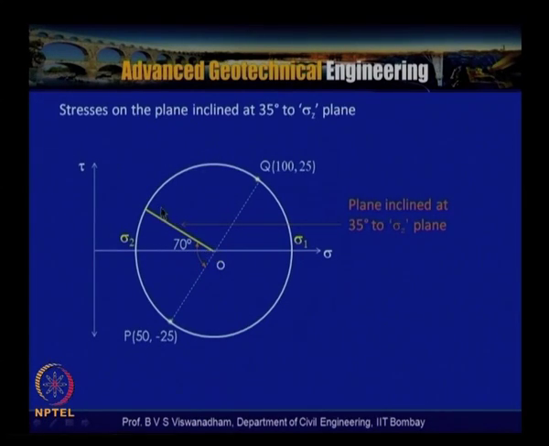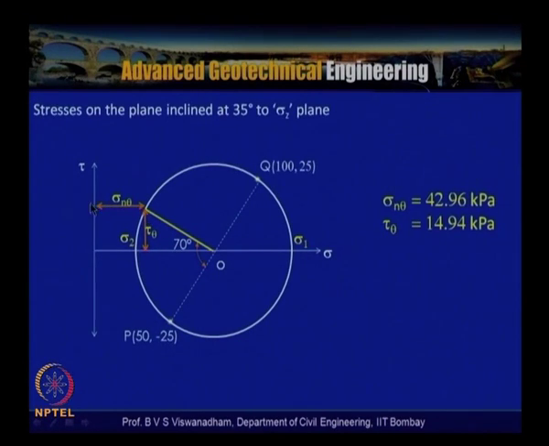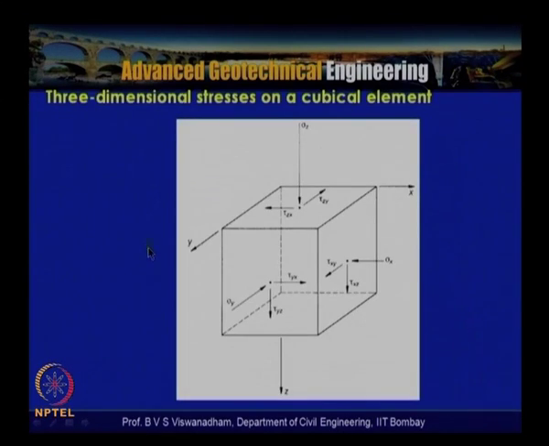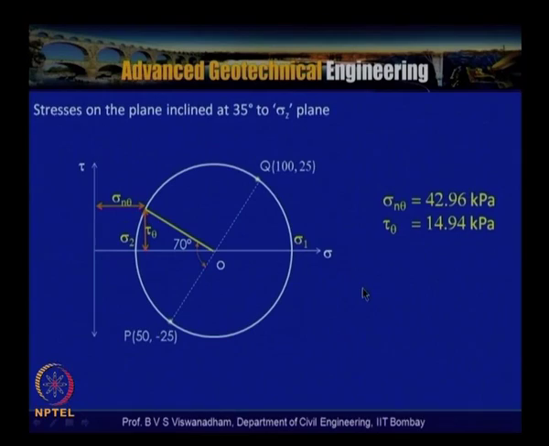So 35 degrees to the sigma j plane, when you put that, this is the point where we get sigma n theta. The horizontal ordinate is sigma n theta and the vertical ordinate is tau theta. From the graphical measurements we can get sigma n theta equal to 42.96 kilopascals and tau theta equal to 14.94 kilopascals. So from the graphical interpretation, using the Mohr circle concept, we have got sigma n theta and tau theta for the given stresses.